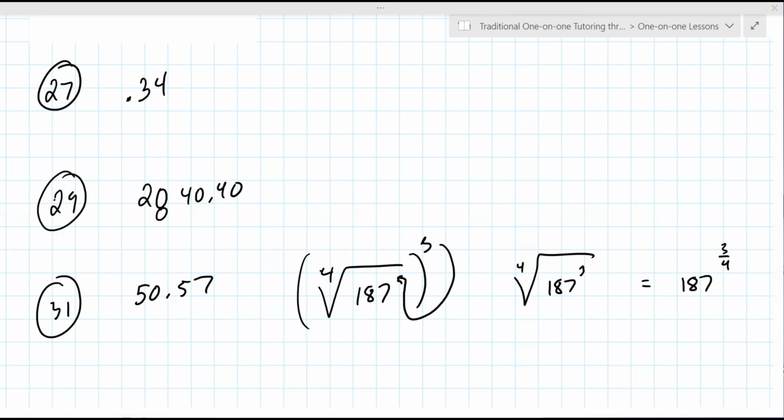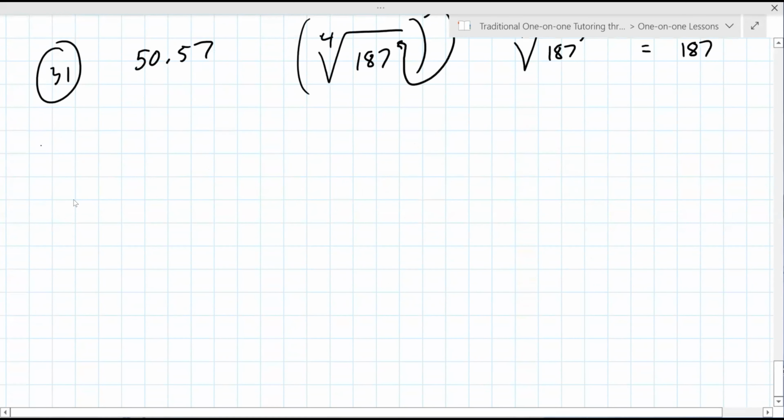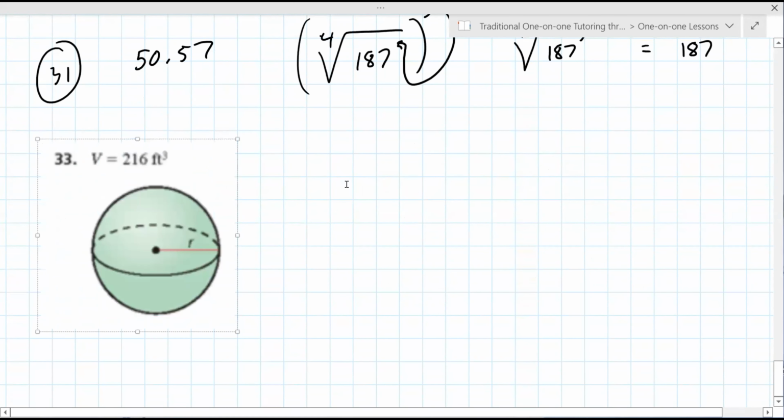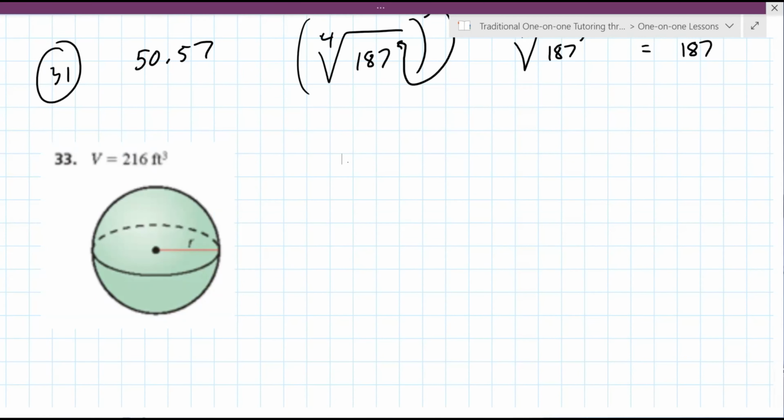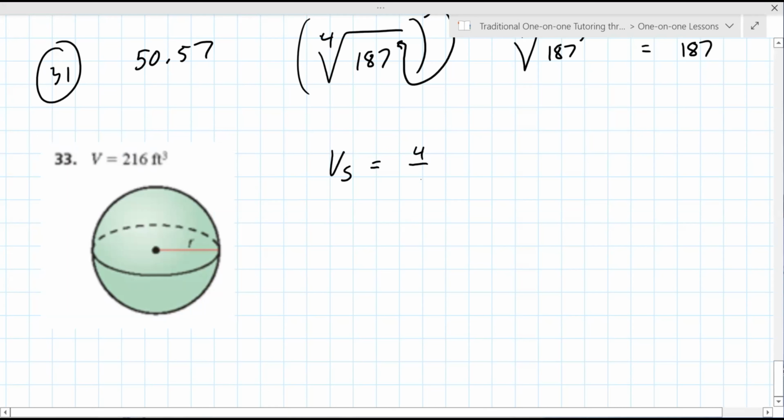Okay, 33. Is 33 on the list? Yes. All right. So you haven't done volume since geometry, but it's a known formula. The volume of a sphere is 4/3 pi r cubed. And they give you the volume. They tell you the volume is 216 equals 4/3 pi r cubed.